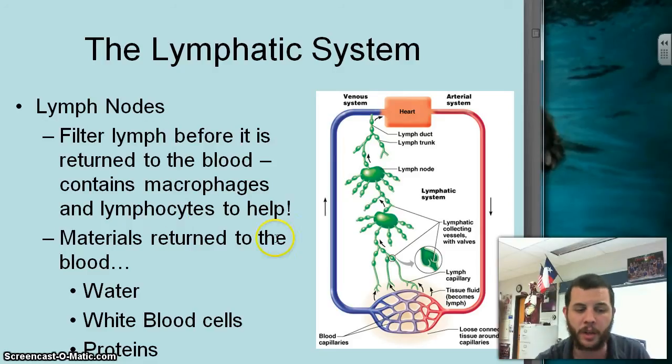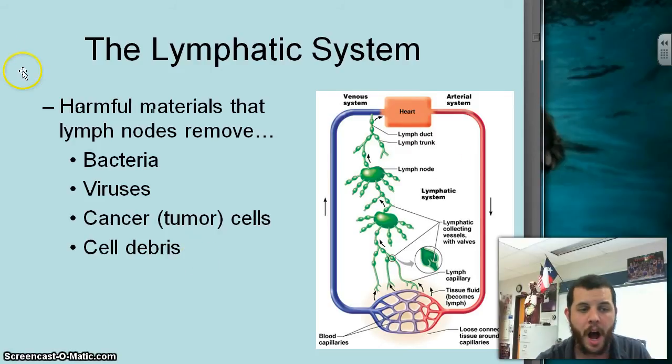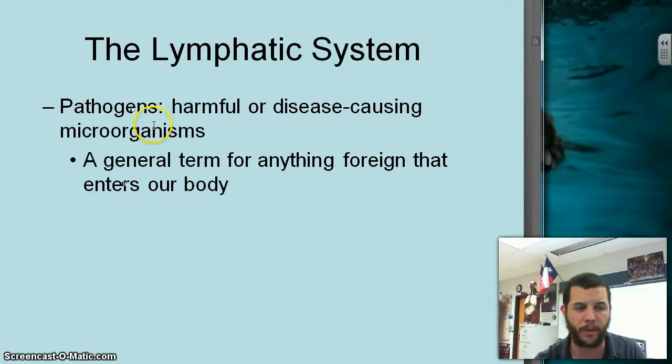Materials which are returned to the blood include water, white blood cells, and proteins. The harmful materials that the lymph nodes remove are going to be bacteria, viruses, cancer cells, and cell debris.